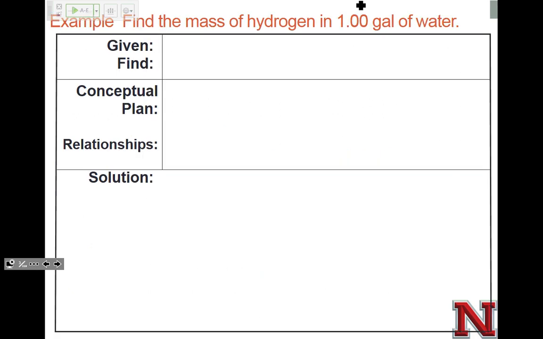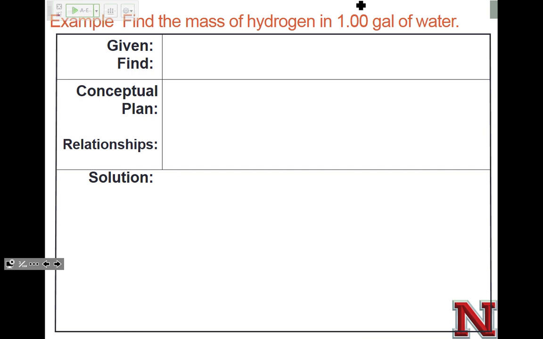So let's look at an example. Here we want to know the mass of hydrogen in 1 gallon of water. So first off, you need to know the formula of water. Everyone should know the formula of water. But if it is a molecule that you wouldn't know, I would give you the formula. So we do know water has the formula of H2O.